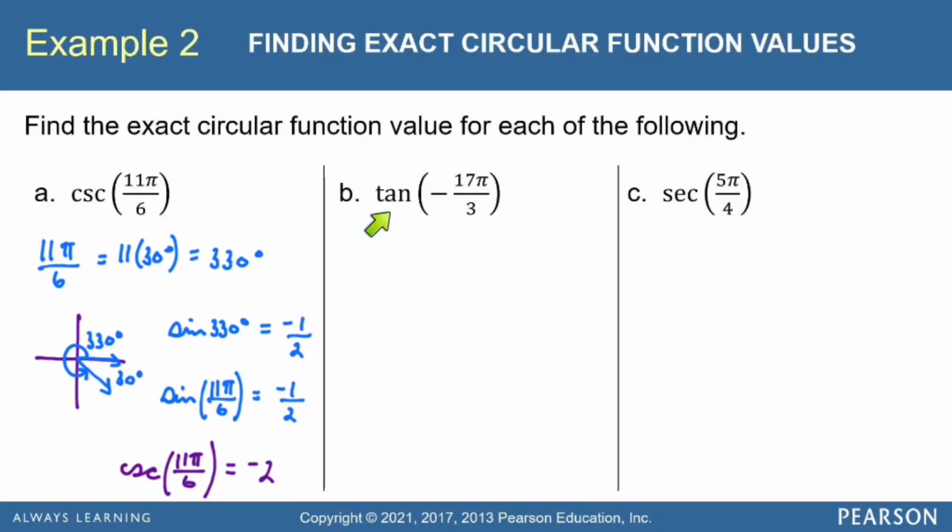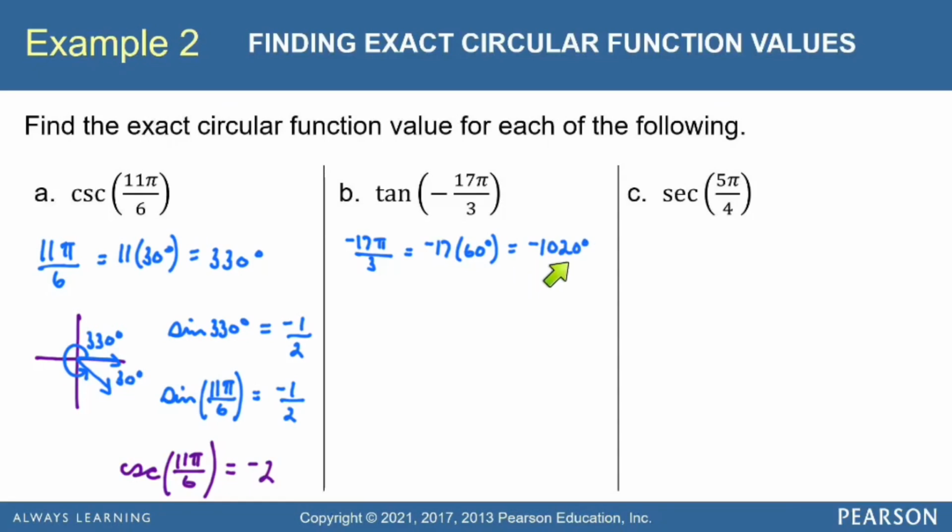So here we're looking for the tangent of negative 17 pi over 3. And so the first thing we want to do is convert this radian measure into degrees. And so we'll remember that pi over 3 radians is equivalent to 60 degrees. So negative 17 pi over 3 is equivalent to negative 17 times 60 degrees, which is negative 1020 degrees.